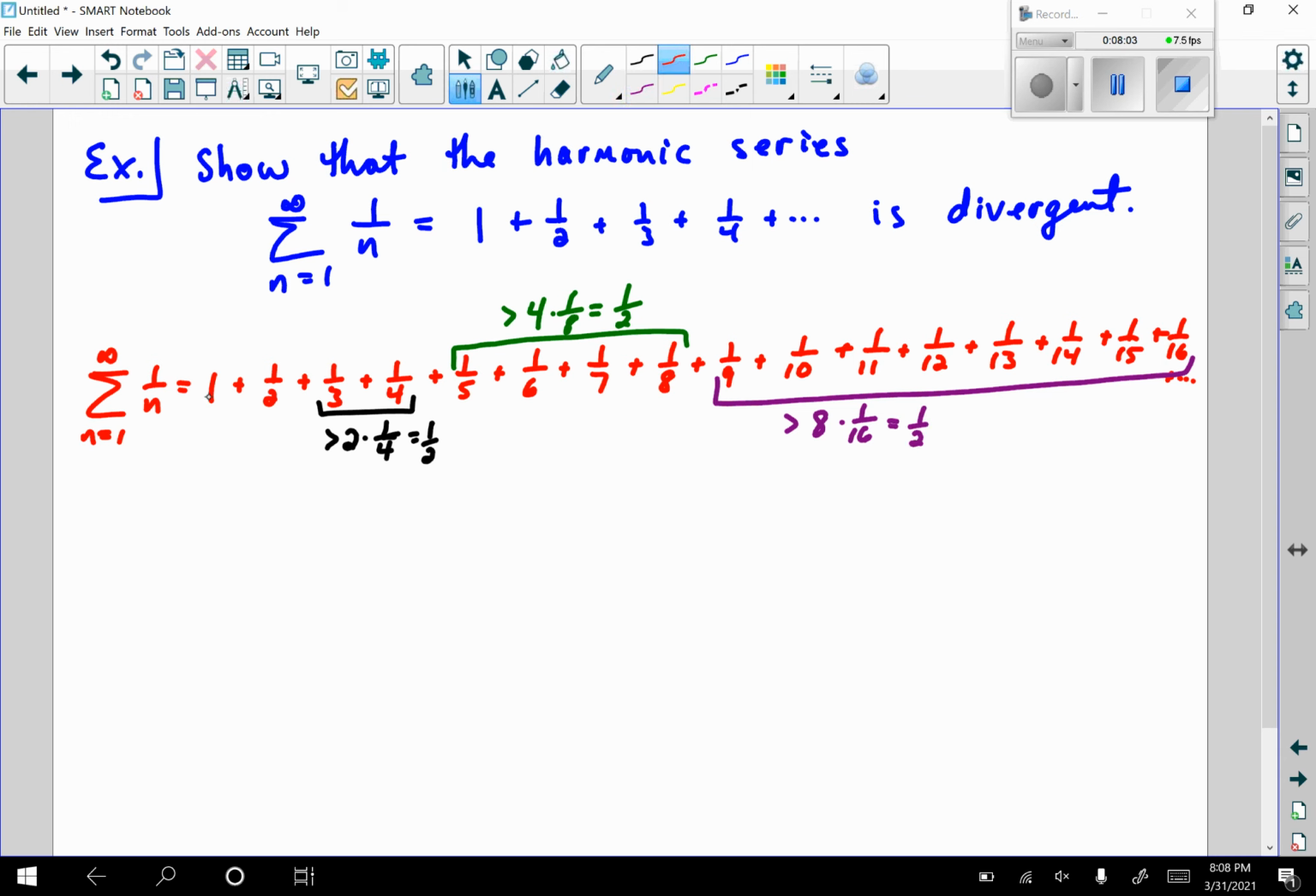So I know that the sum of this series is going to be greater than the 1 plus the 1/2 plus this 1/2 plus this 1/2 plus this 1/2. And then I could take another set of fractions and add them together, and that would be greater than another 1/2. So then this keeps going. And slowly but surely it is increasing, so it will keep increasing without bound. Therefore, the harmonic series is divergent.